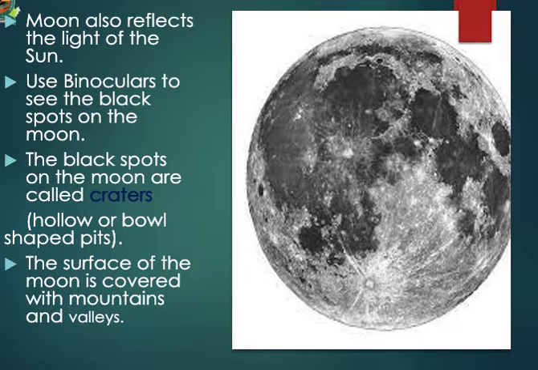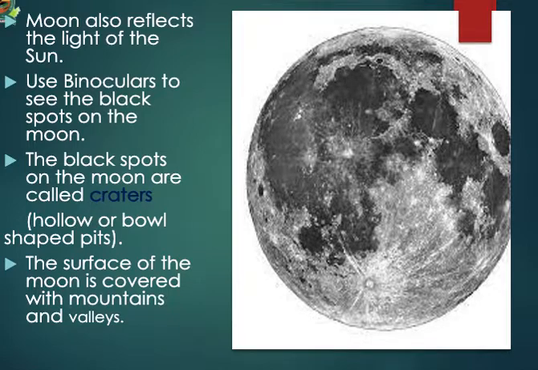The black spots on the moon are called craters, hollow or bowl-shaped peaks. Mama, the aliens of the craters. No, Barry, that's just like some astronauts walk on it, right? Mama, but I have seen in the cartoons aliens live. Okay, baby, that's just a cartoon.